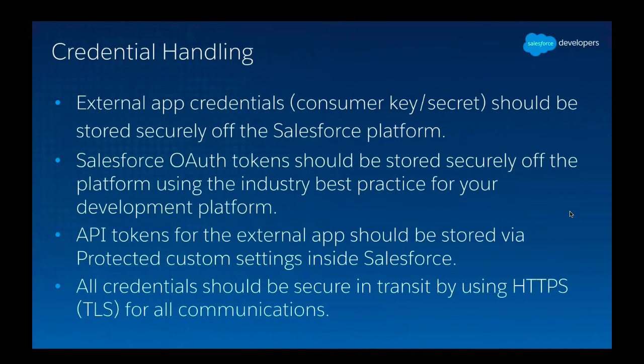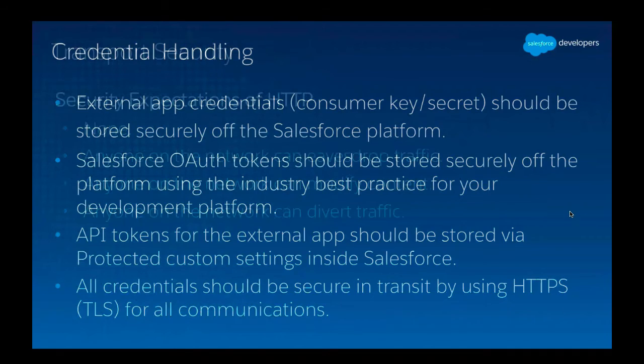So credential handling: the external app credentials, consumer key, and secret, which we saw in the application, should be stored securely. Swapnil is going to talk more about it in his part of the presentation. API tokens for external applications should be stored via custom protected settings. I'm going to be talking a little bit about transport security, which is the TLS for all the communication that your apps are going to go through.